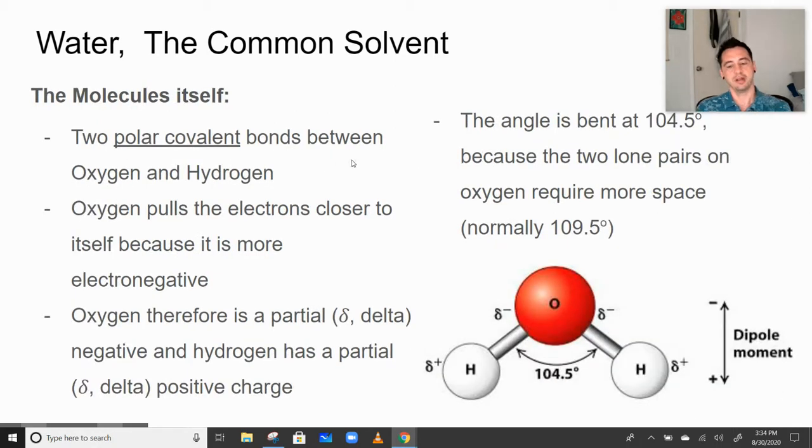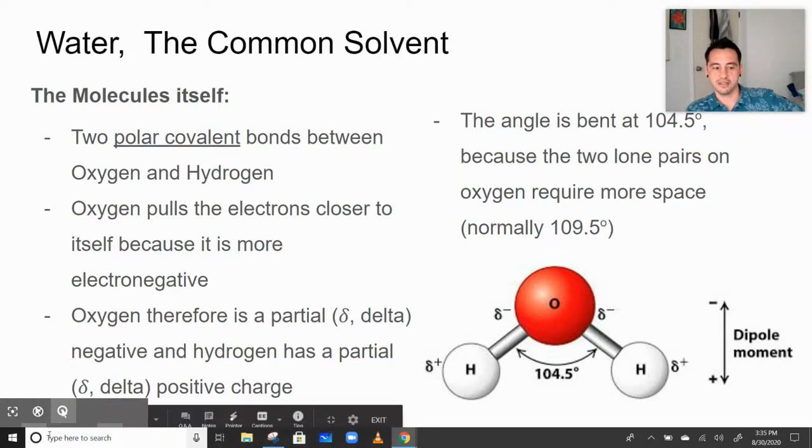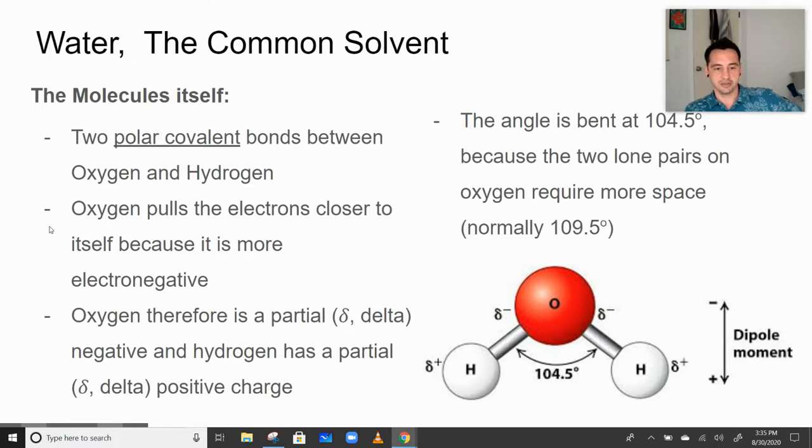Okay, the molecule itself, we should know what it is. It's H2O. It is two polar covalent bonds between oxygen and hydrogen. If you do recall, polar covalent means that one side is positively charged and the other side is negatively charged. So in this case, the oxygen is negatively charged, hydrogen is positively charged. Okay? And the reason for that is because oxygen is more electronegative. It pulls the electrons closer to itself.